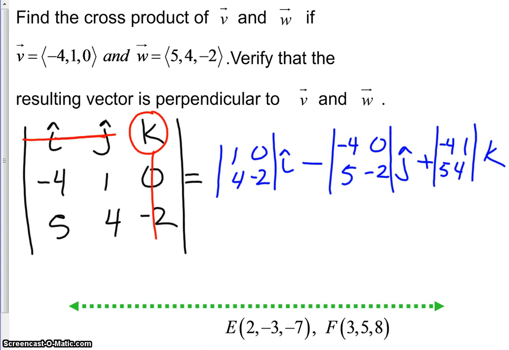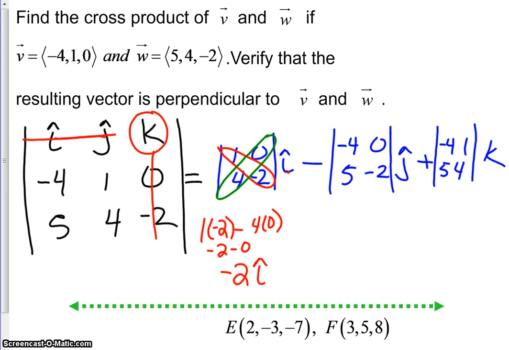And if you remember, when you have a 2 by 2, the determinants are actually found by taking the down diagonal minus the up diagonal when you multiply them. So we actually need to take 1 times negative 2, and we're going to subtract 4 times 0. 1 times negative 2 is negative 2, minus 4 times 0 is 0, so our answer here is negative 2. And we still have our i there, okay?